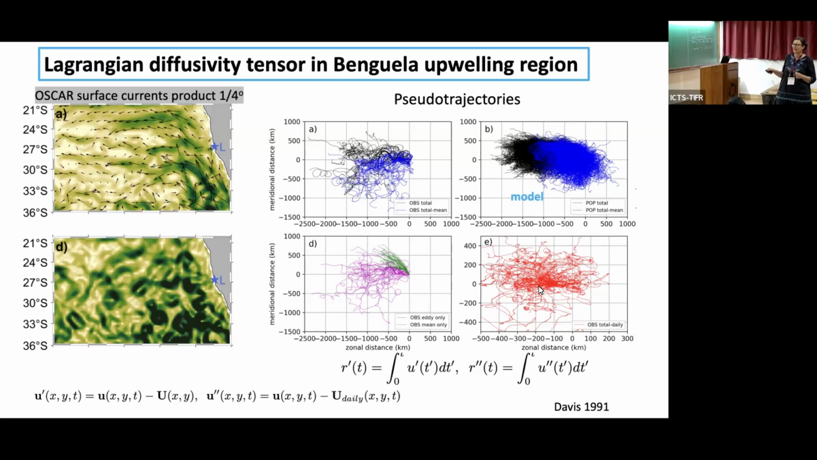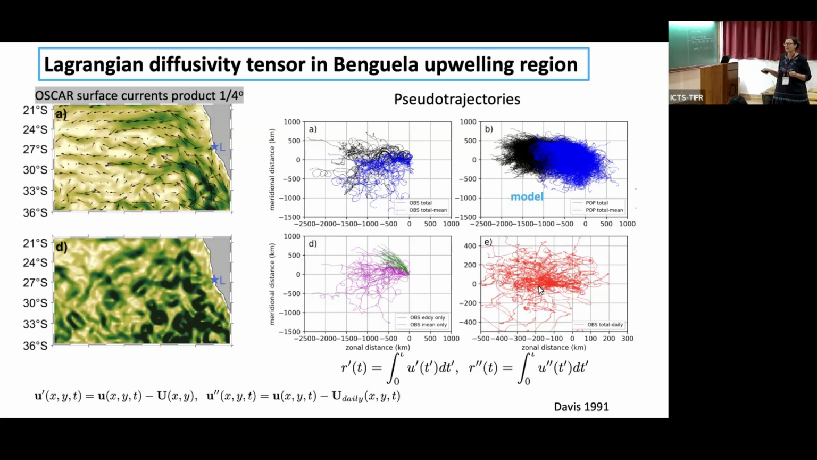What you see here is, for the observations in black, the real trajectories. In blue, you have the pseudo-trajectories when your mean flow is removed. And then here, this would be your sub-daily contribution. This is at a resolution of 25 kilometers minimum.